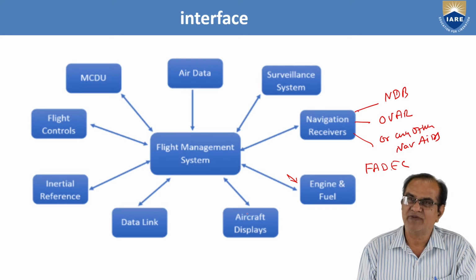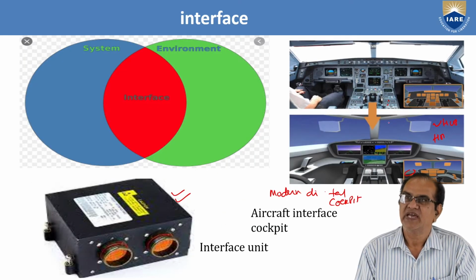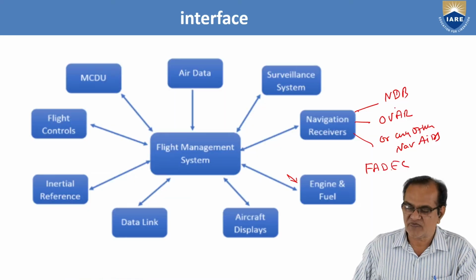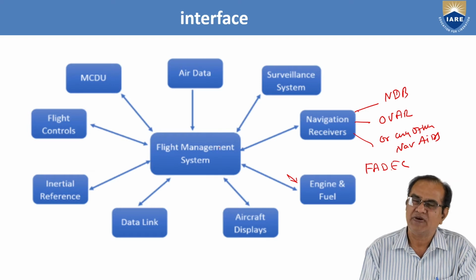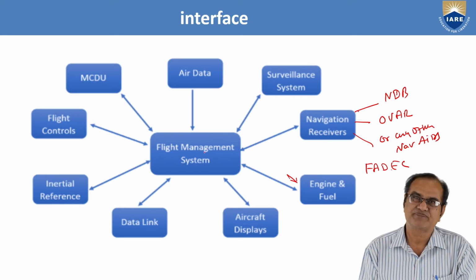Then we have the aircraft displays. I have shown you just now. This you can see here. All the displays are here. These displays are driven by the flight management system. Here we have some data link. This data link, from all the equipment fitted inside, they will give their feedback, their operational ability, and any fault, any redundancy parameters, which has to be communicated to the flight management system.